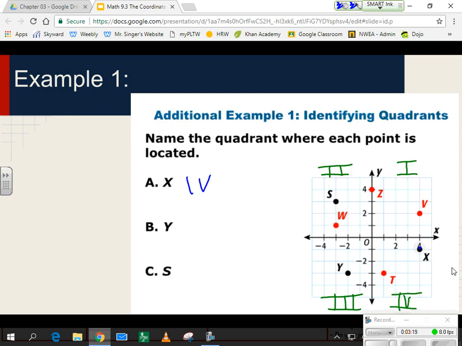For Y, it's over here. Match it with the Roman numeral, quadrant 3. And S is found up here in quadrant 2. Now, if you have this graph and these images in your notebook, it'll be real easy to remember these moving forward. So if you haven't put the quadrants in your notes, I'd encourage you to do that before moving on.